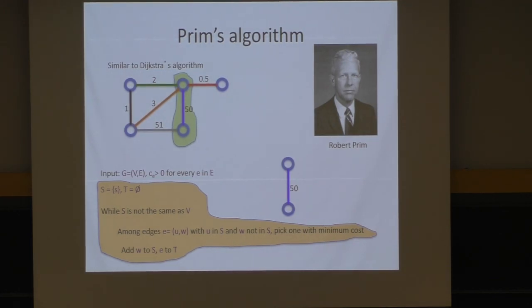Which one should the algorithm pick next? 0.5, right? So the crossing edges are, of course, 0.5, 2, 3, and 51. So 0.5 is the smallest, so that's the one you pick next. Right? What's the next edge to be picked? 2, right? So the crossing edges now are 2, 3, and 51. So you pick 2. Which one goes next? 1. So the crossing edges are now 1, 3, and 51. And note that we are done now because we have put all the vertices in my set S, and that's my terminating condition.